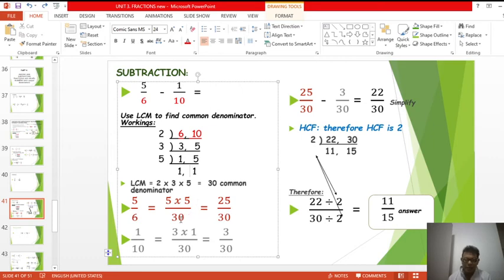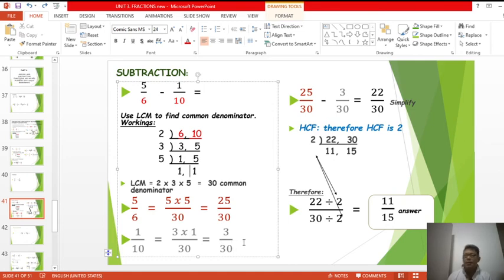Look at this. Dividing, the same thing, you just get to divide. So 30 divided by 6 is 5, times the numerator 5. 5 times 5 is 25 over 30. So that is the equivalent fraction: 5 over 6 is 25 over 30. And then I have here 1 over 10. The same thing, draw the line, copy the common denominator, your LCM, 30. So 30 divided by 10 is 3, times 1, the numerator. So I got 3 over 30.